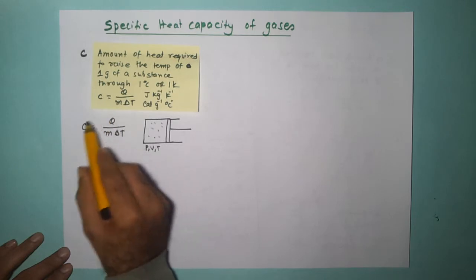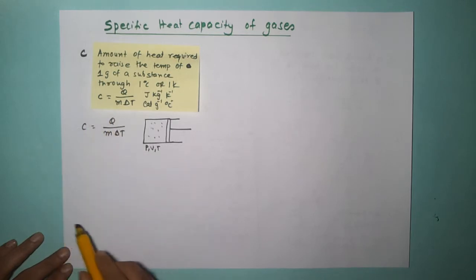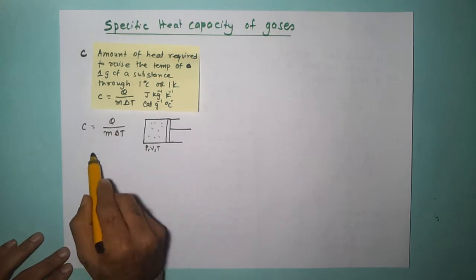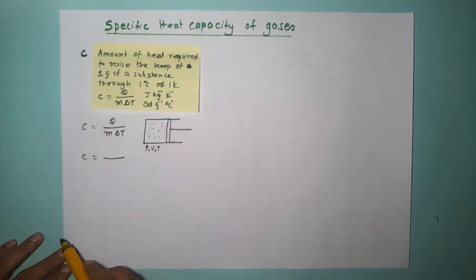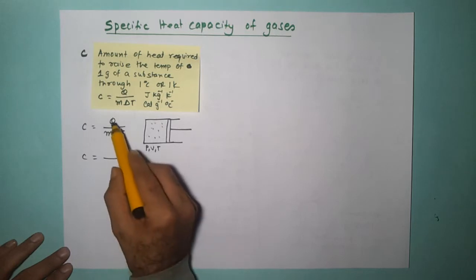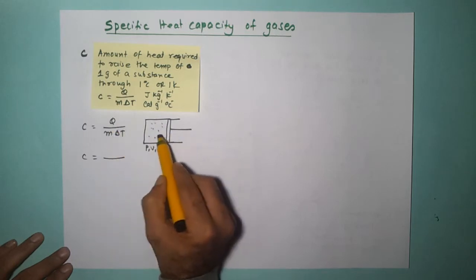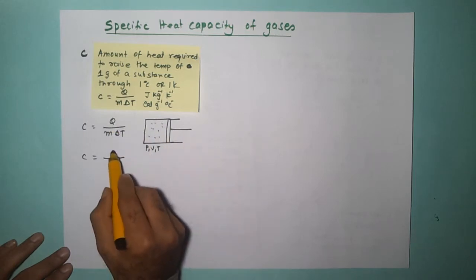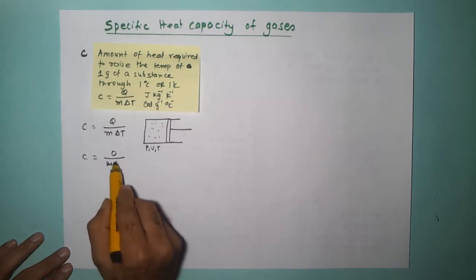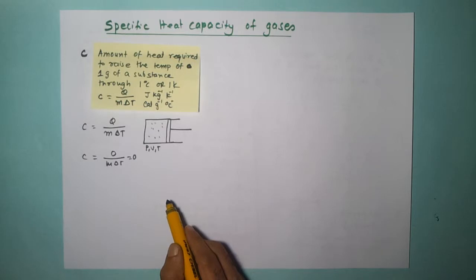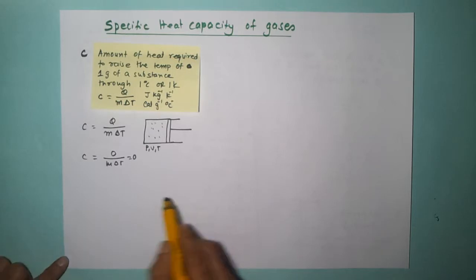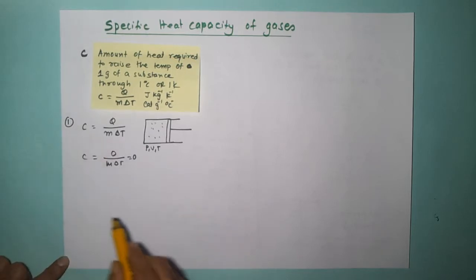If I use this equation to find out specific heat capacity, C will become equal to, the amount of heat given is 0, and that is what changes the entire dynamics. Q is 0 because you're not giving it heat, you're just compressing the gas and temperature is changing. So this would be 0 upon M delta T, and therefore C would be equal to 0. And we very well know that that's not possible. Okay, this is situation number 1.